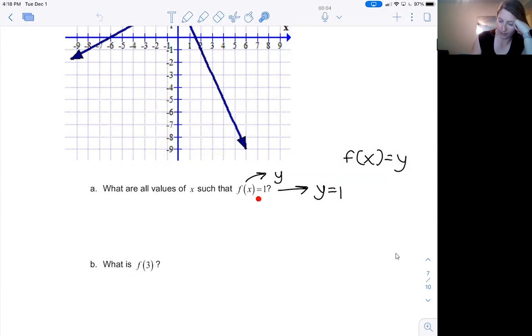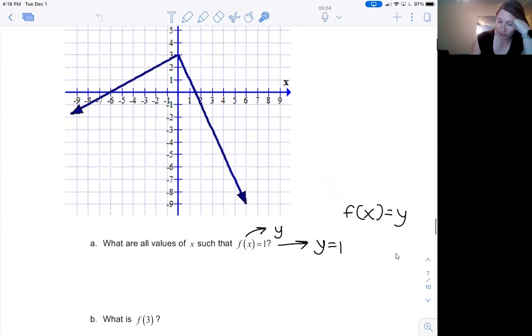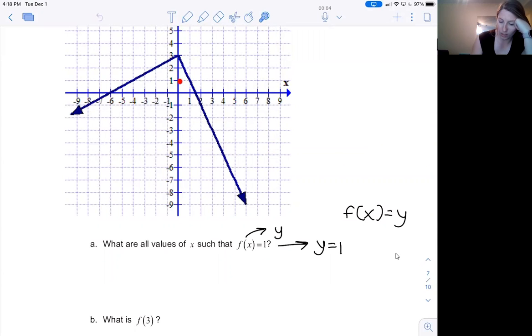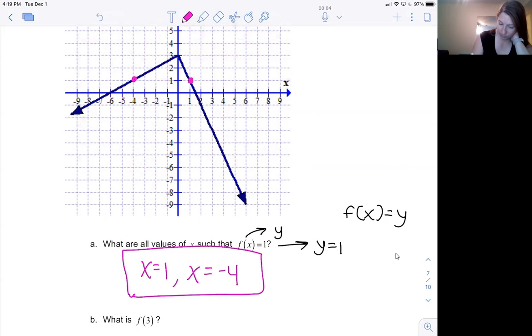So what we're doing here, remember this f of x is just the fancy way for saying y. So here we're just saying y equals 1. So I just need to go to my graph and find where y is 1. Usually if I have a y value and I'm looking at a graph, I'm going to look for an x value, right? Because points are x, y. So I look at my y equals 1 and I see I've got a point right here at x equals 1. And then I've got a point right here at x equals 4, negative 4. So that's my answer.